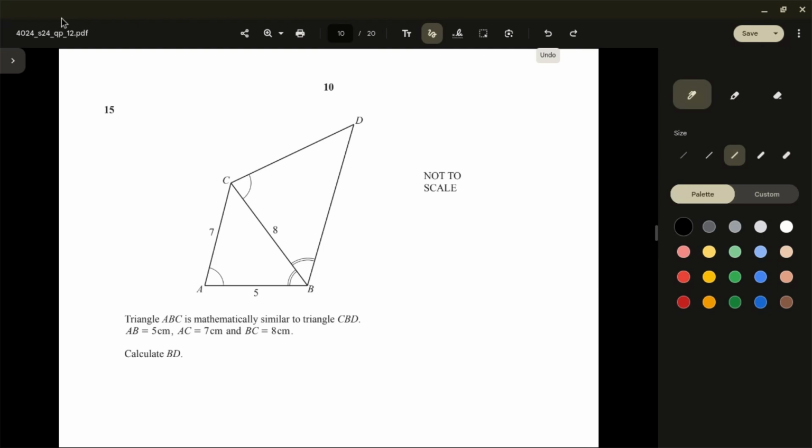Okay, moving on, question number 17. So for this part, question number 17, it is saying A, B, C, and D are points on a circle with the center O. Angle BAD is equal to 120 degrees and angle OBC is equal to 20 degrees.